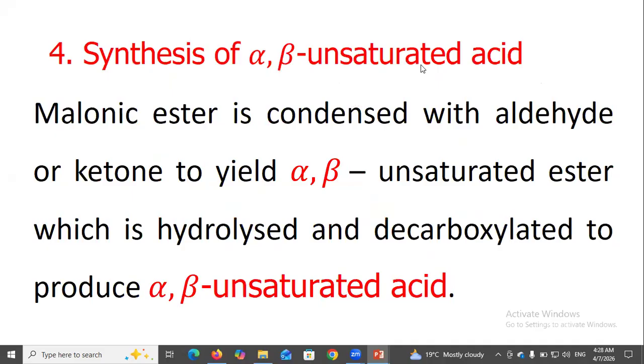Synthesis of alpha-beta unsaturated acid. Malonic ester is condensed with aldehyde or ketone to yield alpha-beta unsaturated ester, which is hydrolyzed and decarboxylated to produce alpha-beta unsaturated acid.